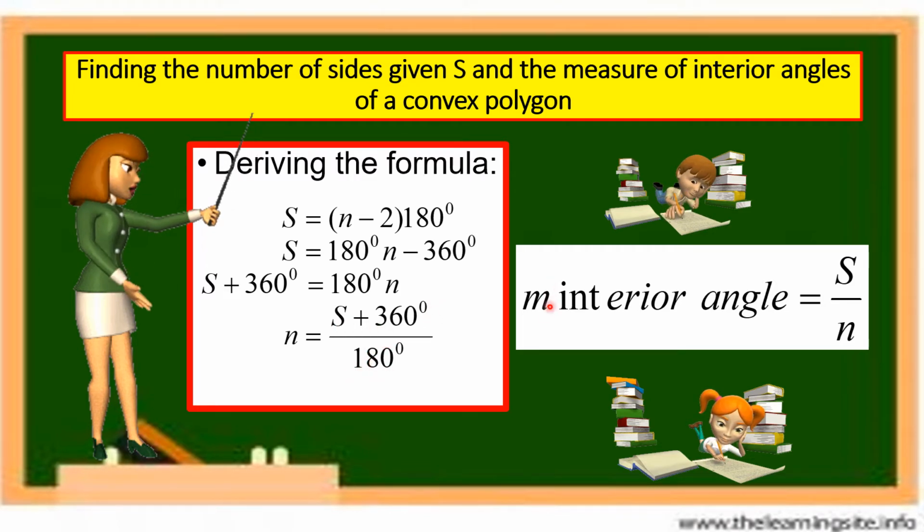What is the formula in finding the measure of an interior angle of a convex polygon? The measure of an interior angle of a convex polygon is represented by S over N, where S is the sum of the measures of the interior angles of a convex polygon and N is the number of sides.